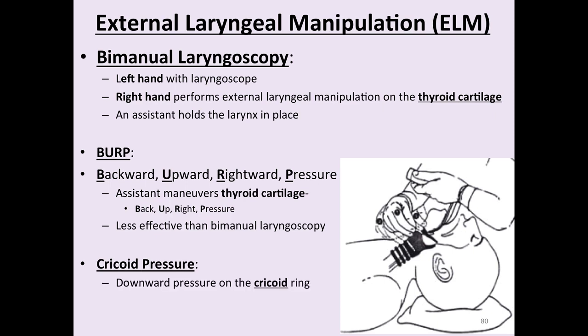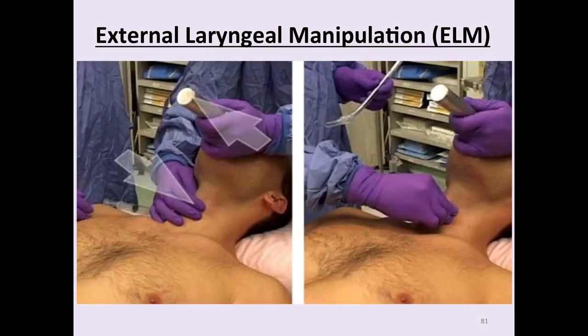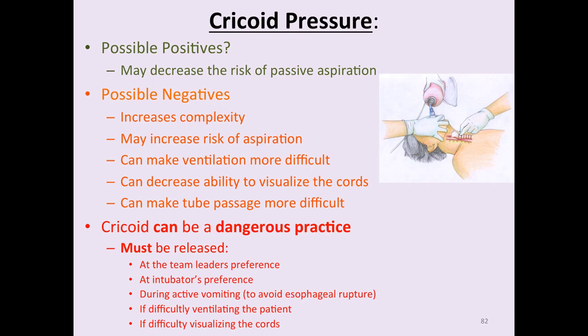And then there's cricoid pressure, where it's just a little downward pressure on the cricoid ring. And that's actually inferior. That's more towards the feet than the thyroid cartilage. Here's a picture of how external laryngeal manipulation works. There's a nice video on the website. And then cricoid pressure, there's a lot of debate about it.